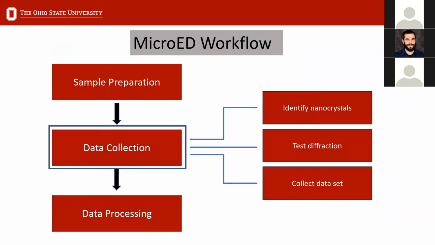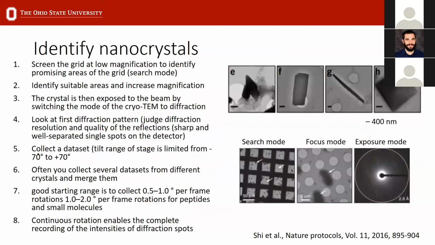Once you have your TEM grid frozen in liquid nitrogen, you transfer it into the electron microscope, and you can begin your data collection. At first, you need to identify nanocrystals, and this is then followed by testing the diffraction of a chosen crystal, followed by collection of a data set. Now, how do you identify a nanocrystal?